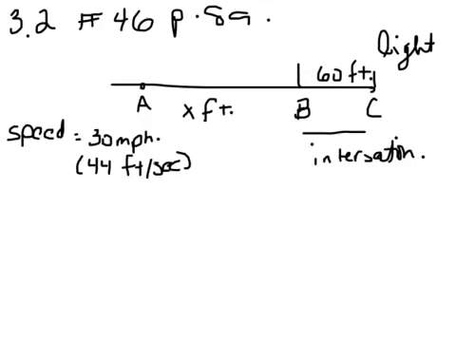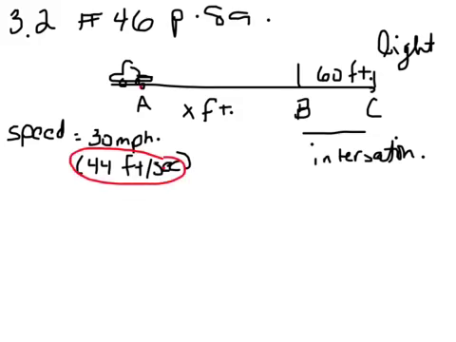Okay, so problem 3.2, number 46. You're in a car. Your car's here at point A. I can't draw, so I'll just draw something that tries to make it look like a car. You're traveling at 30 miles per hour, but I'm going to use this figure. They actually went ahead and gave us the conversion. It's 44 feet per second.